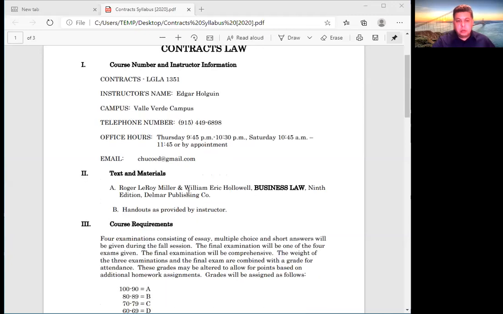Now, the text and materials, I've gotten some questions already about that. The textbook for the class will be this one right here. It is the business law class book. It's showing up a little bit of glare, but basically it's the 9th edition, okay? Now, some things about the textbook to go over with you.